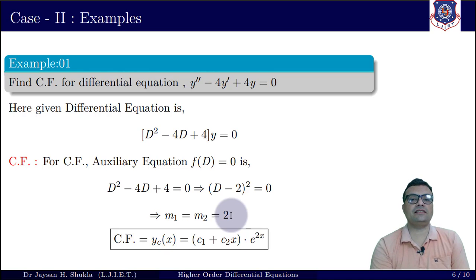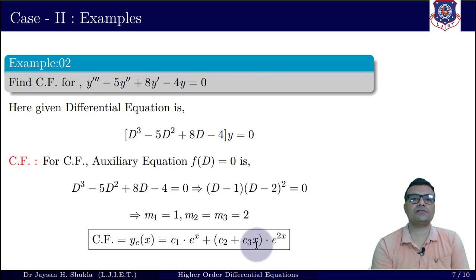Now let us put this real and repeated root into our complementary function. One constant is for m1 and one constant is for m2. And as our root is repeated 2 times, it is (c1 plus c2 x) into e raised to 2x. This is how you can find the complementary function for 2 repeated roots.